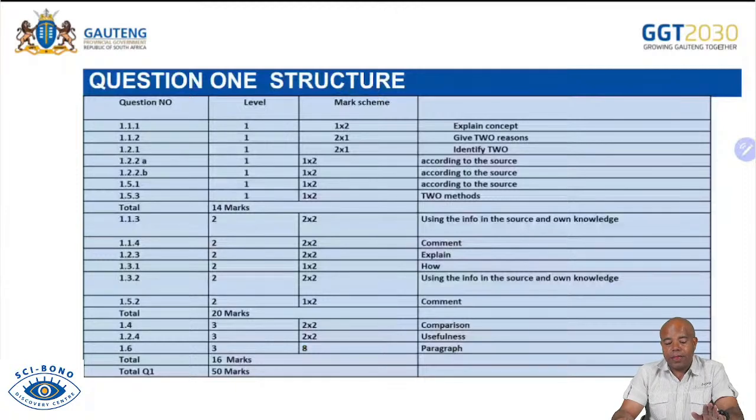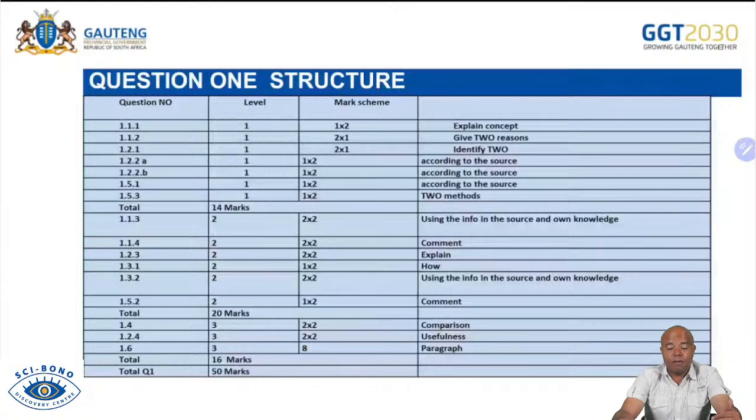And when we look at the questions being posed, the first question, 1.1.1, explain the concept, give 2 reasons, identify 2, according to the source, according to the source, according to the source, 2 methods. So now we can clearly see all these answers. No, not all of them, but the definition is not in the source. Explain the concept is not in the source. That you must have studied. But for the rest of the questions, the answers are in the source.